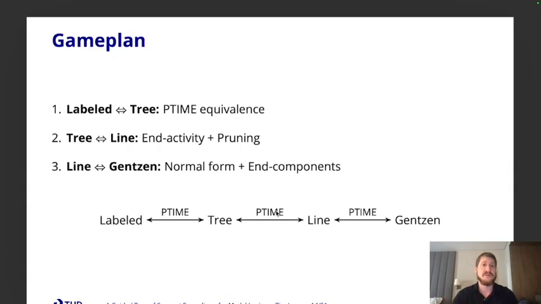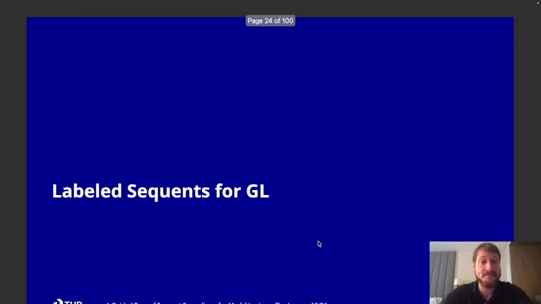So we'll start with labeled sequent, and then I'll introduce tree sequent and talk about how to go between these formalisms. Then I'll talk about how to go from tree to line sequent, and then from line sequent to Gentzen sequent. And all these transformations are p-time. So this will show that all of these systems, despite having very different structured proofs and very different sequents, do p-time simulate one another. Okay, let's talk about labeled sequent first.